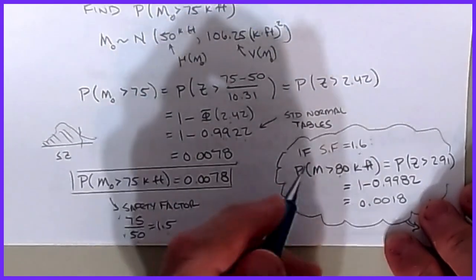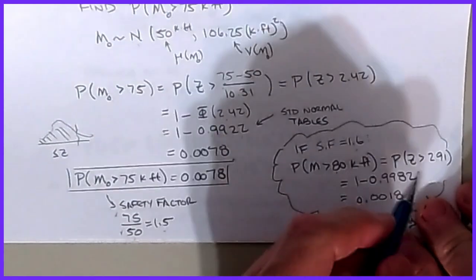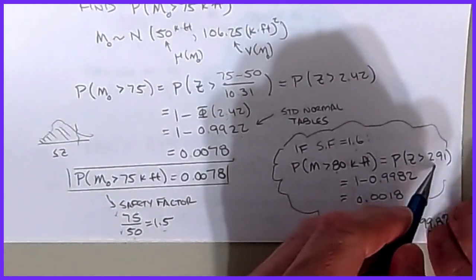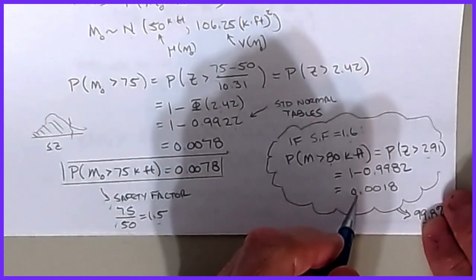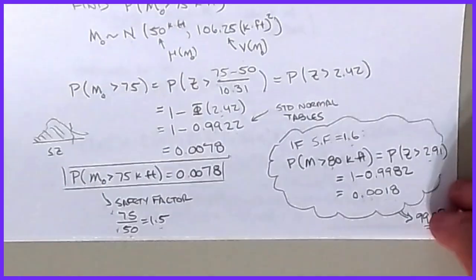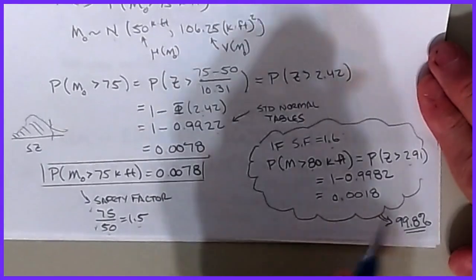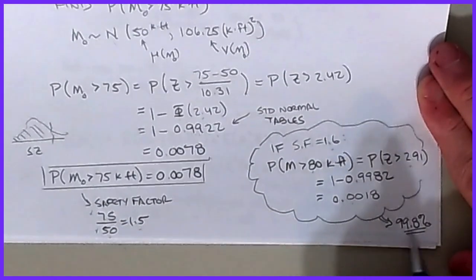If this is good enough for design, it's the probability of our moment greater than 80. If you repeat the process, your z goes to 2.91. And then my probability of exceeding this value is 0.0018. So what that corresponds to is about 99.8% of the time you will not exceed that value. And that's pretty close to 100.